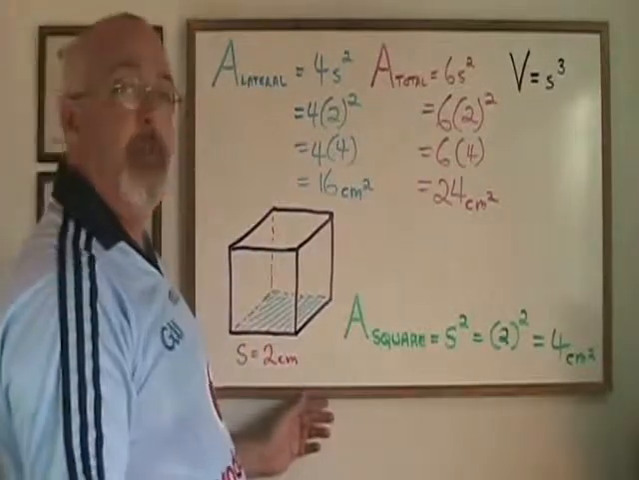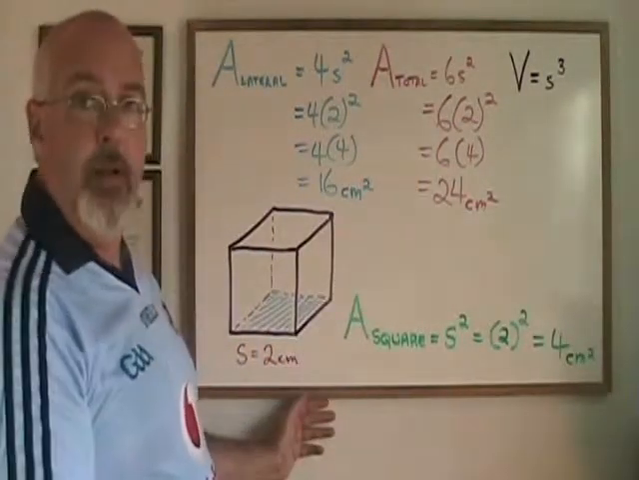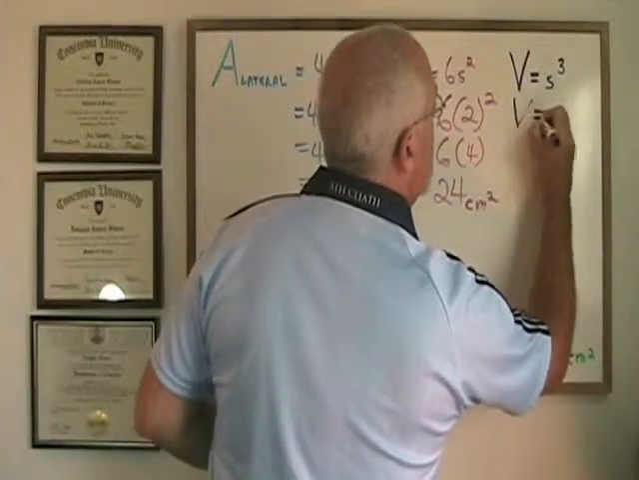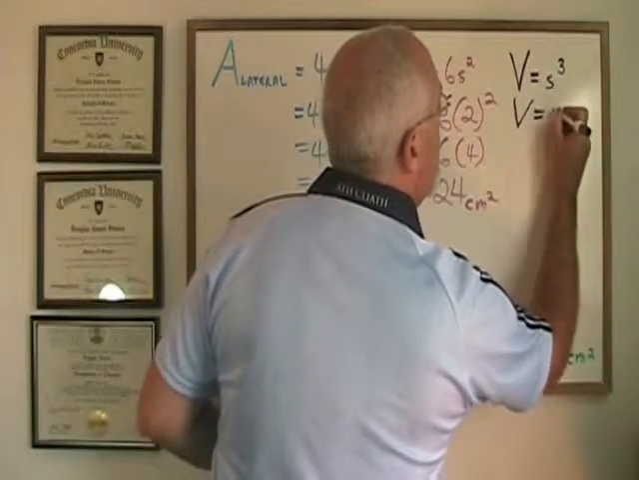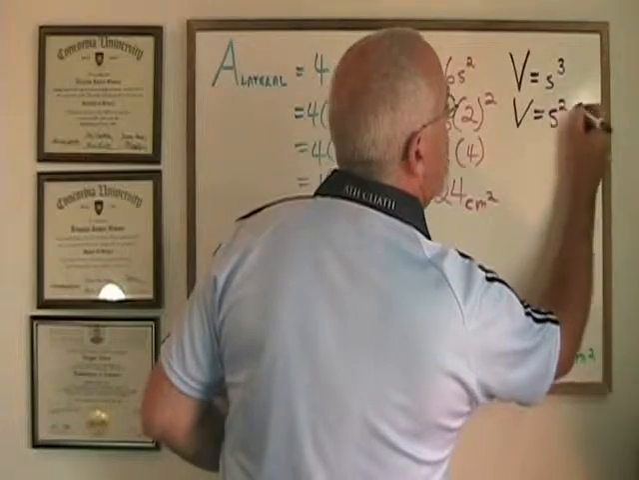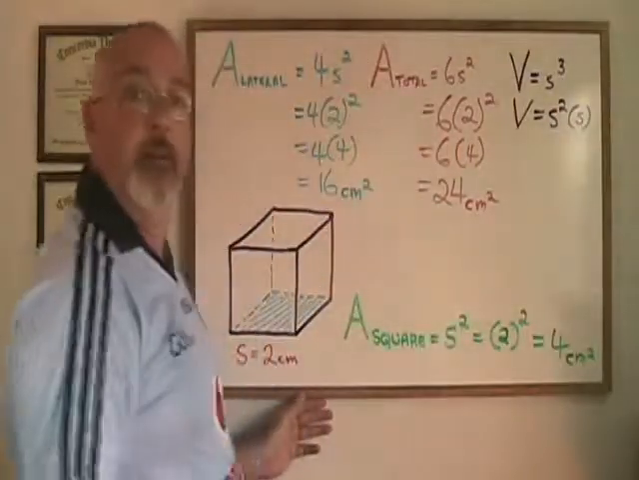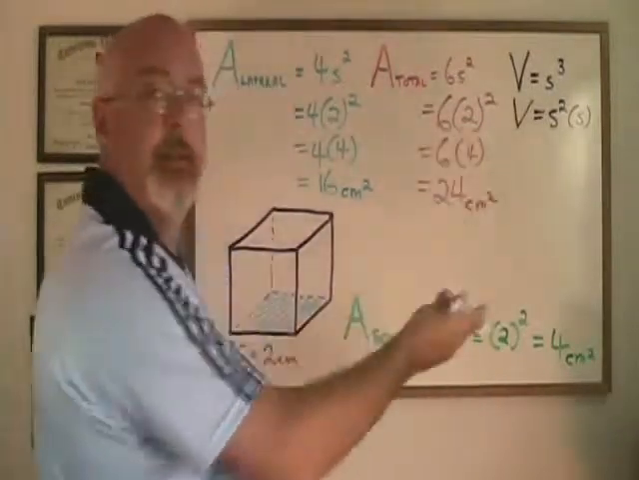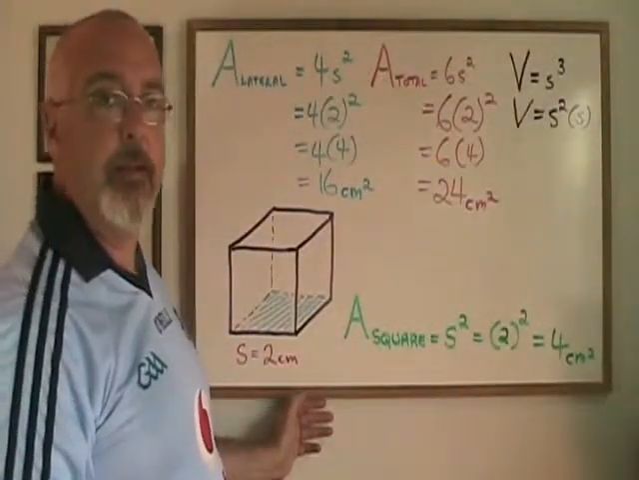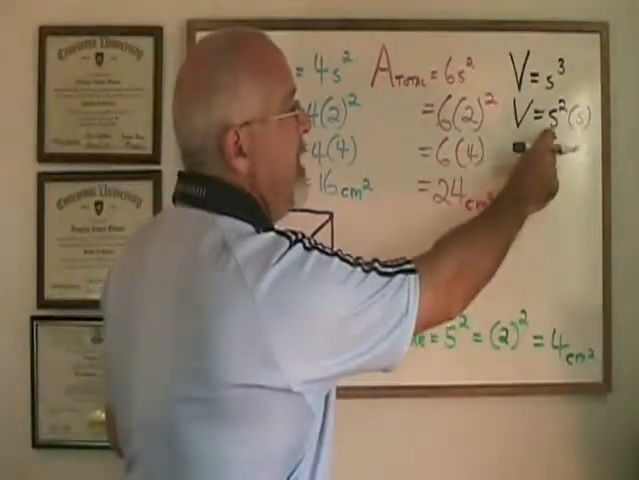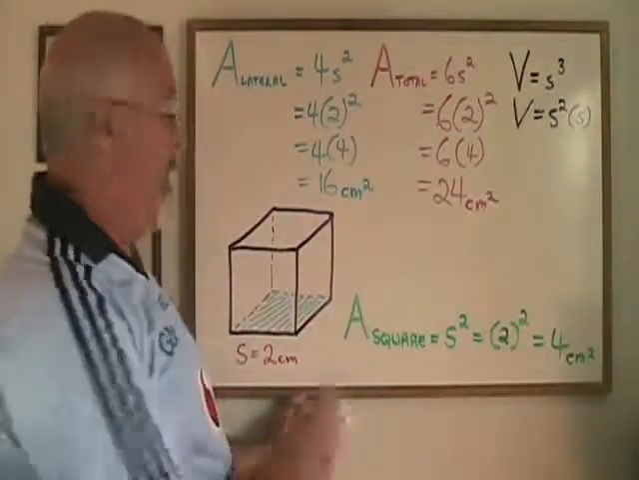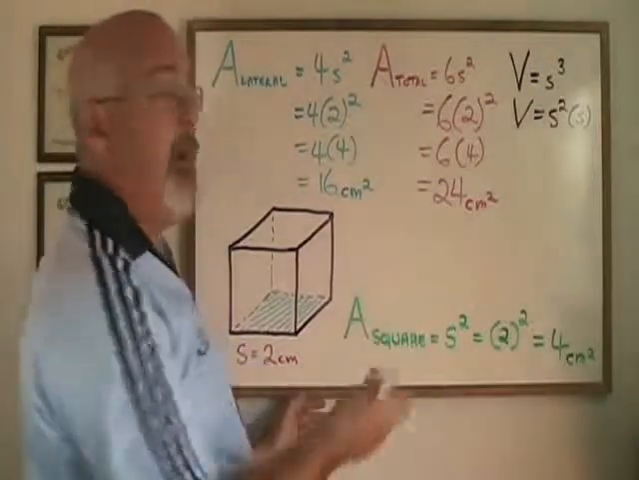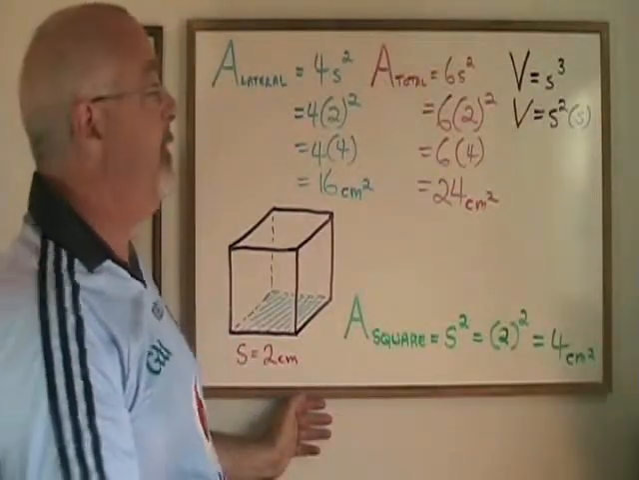The volume of a cube is s cubed. And that can be written, if we want, as s squared times another s. Because s squared times s is s cubed and means the same thing as s cubed. So again, we have that s squared, which is the area of the square on the bottom of this cube. And we're just multiplying it by the side length one more time.